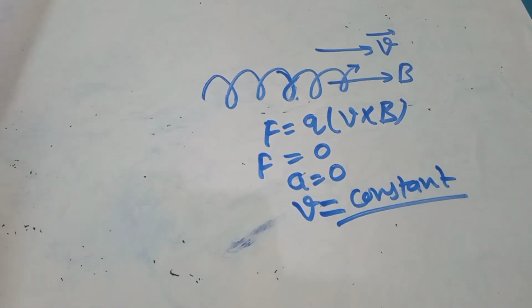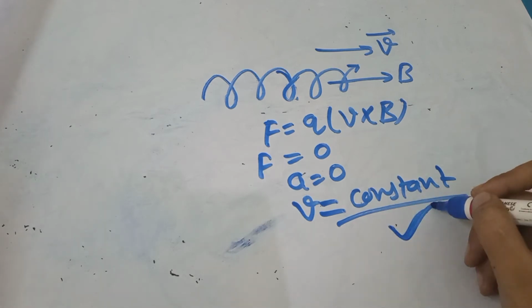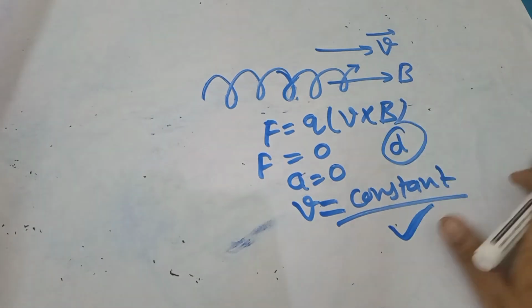So the path of the electron will be circular about the axis. No. The electron will be accelerated along the axis. The path of the electron will be helical. No. The electron will continue to move with the same velocity along the axis of the solenoid. Yes, this is the right answer. So D is the right option.